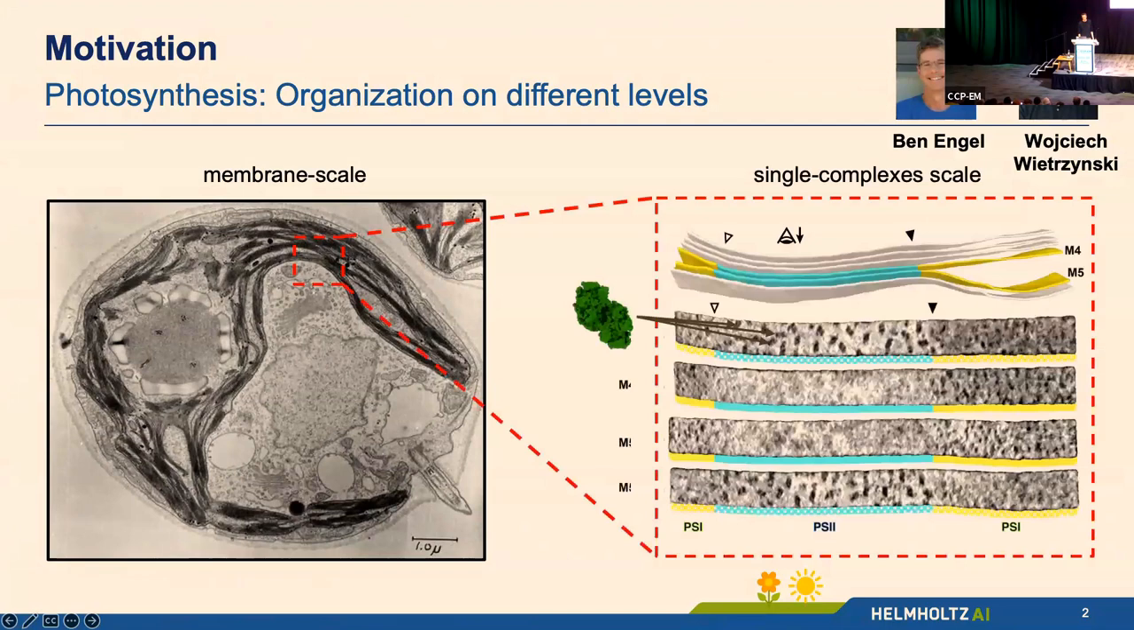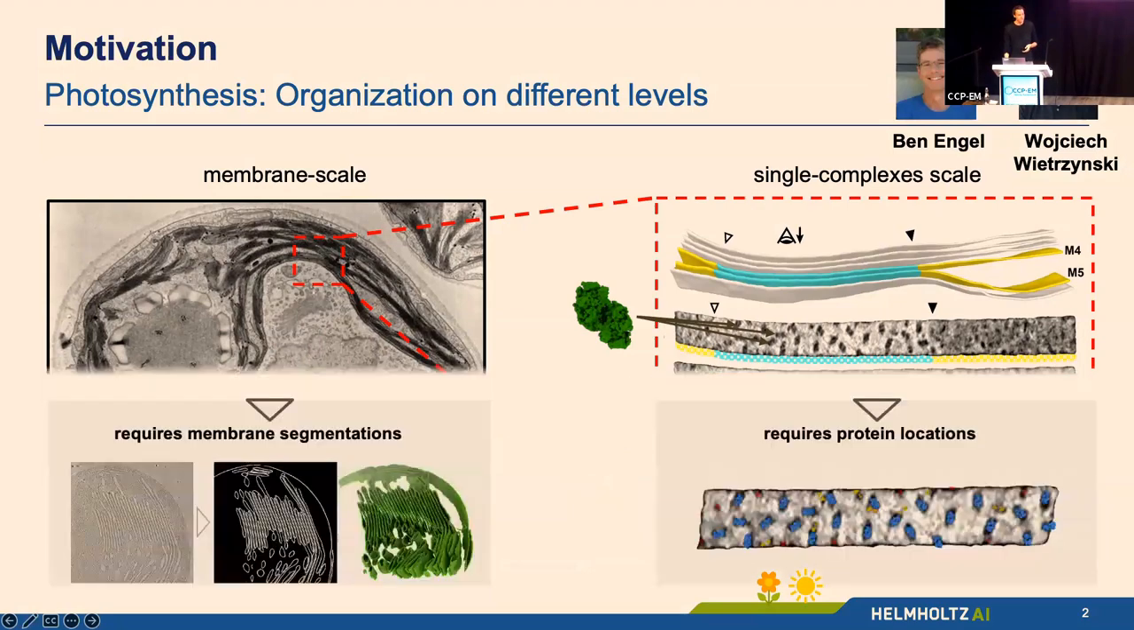But at the same time, we also want to look at the single complex scale, which means the proteins that are embedded in the membranes. In this case, that's the photosystem 2 proteins that capture the energy of light and start the reaction of photosynthesis. And they can be organized in very specific ways too. And depending on their organization of the membranes, also the organization of the proteins changes. So we want to study both of these scales at the same time. And to be able to do that on a larger scale, we need to have accurate membrane segmentations. And we need to know where the proteins are. So we require the protein locations.